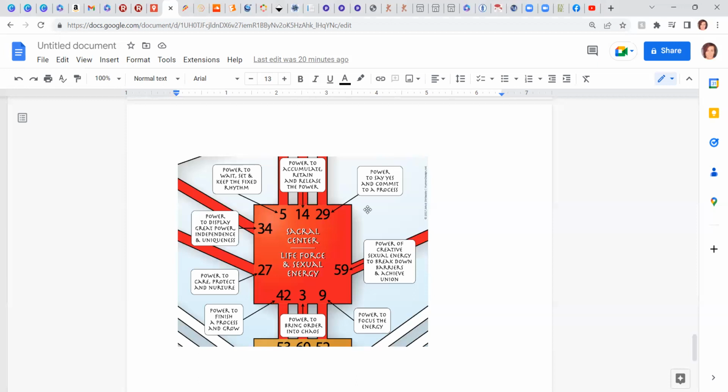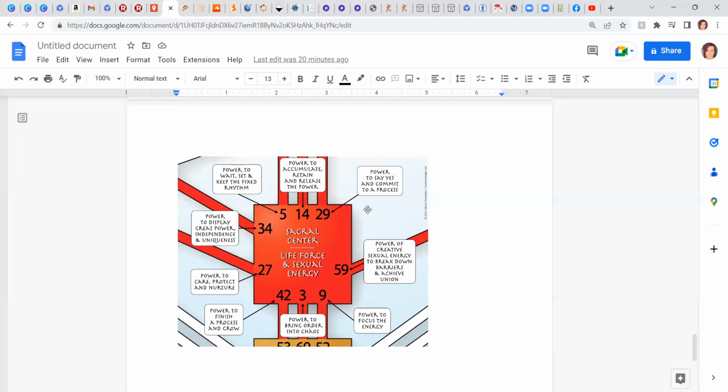It goes over all of that. If you're a reflector, here's what you're here to do. If you're a projector, here's what you're here to do. If you're a manifestor, here's what you're here to do. If you're a generator or manifesting generator, here's what you need to do. And I have visuals for it as well. So I'll put that in the group, but just know the sacral center is a powerful, powerful force.